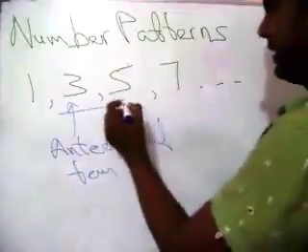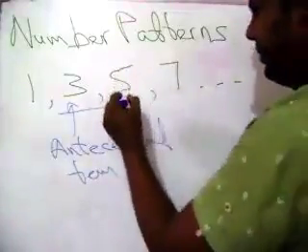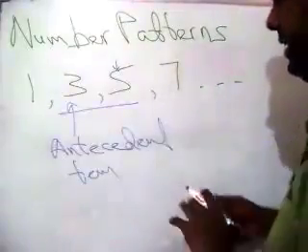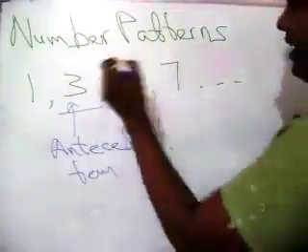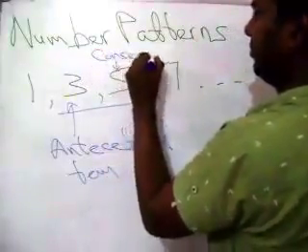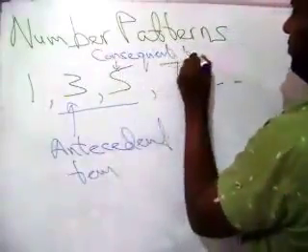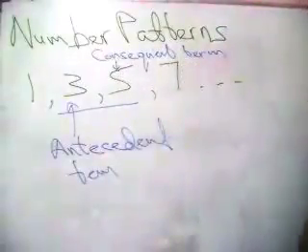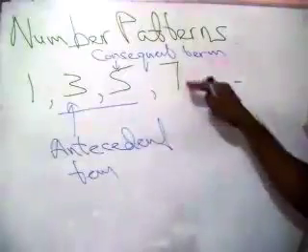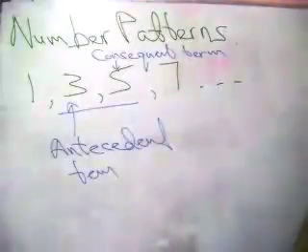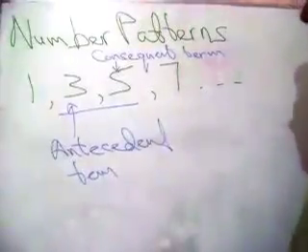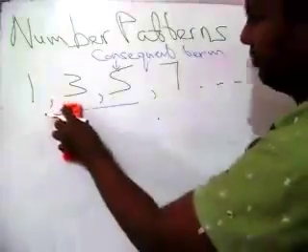The next term is called the consequent term. So if you take 3 and 5, 3 is the antecedent term and 5 is called the consequent term. If you take 5 and 7, 5 will be the antecedent term and 7 will be the consequent term.